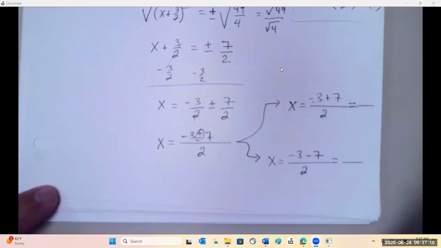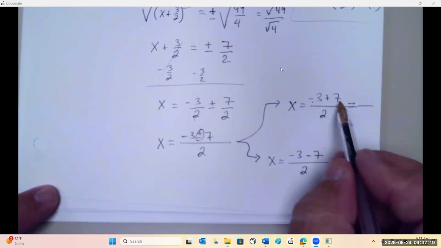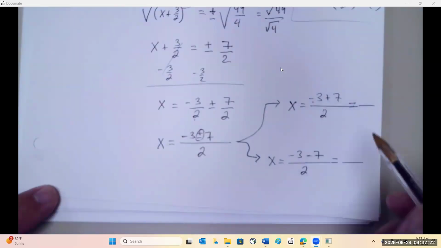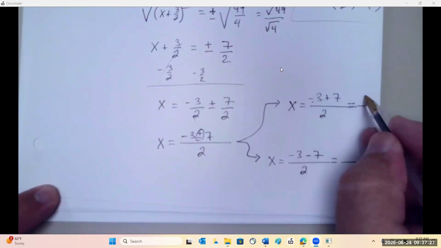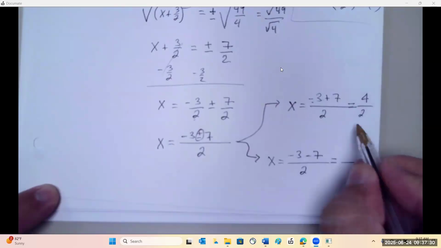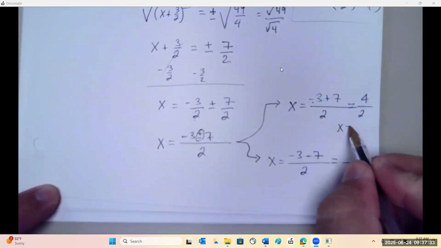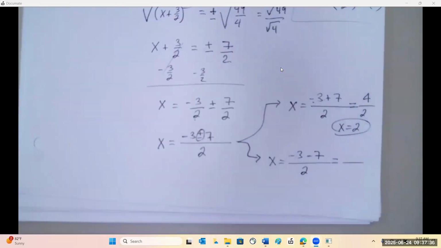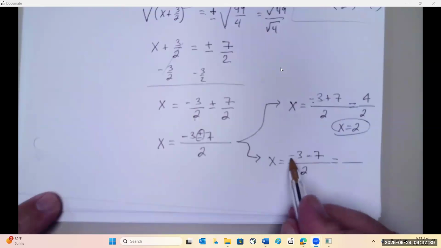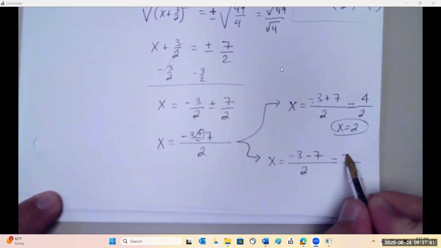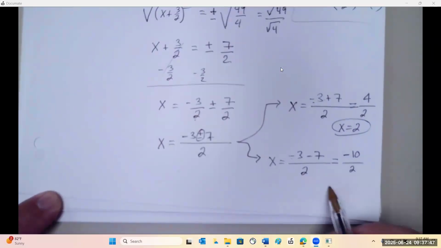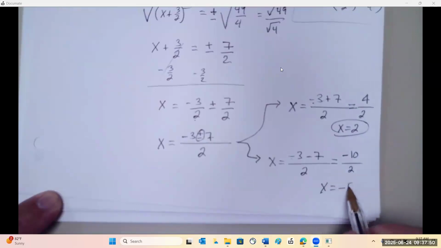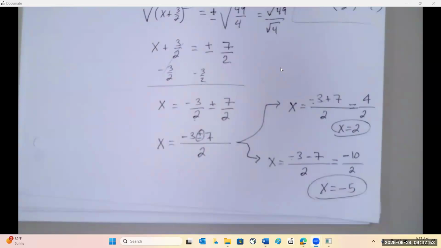So what is negative 3 plus 7? Since they're opposite signs, the answer is going to be what? Positive or negative? Why? Because 7 is bigger than 3. So the answer is positive. 7 minus 3 is 4. 4 over 2 is 2. That's my first answer. Then we have negative 3 minus 7. They're both negative. Add the numbers. So negative 10 over 2 is negative 5. Those are my answers. And it's the same answers we got last time, so we know it works.